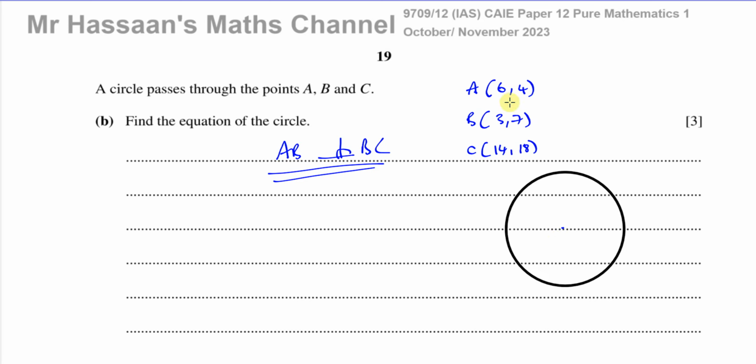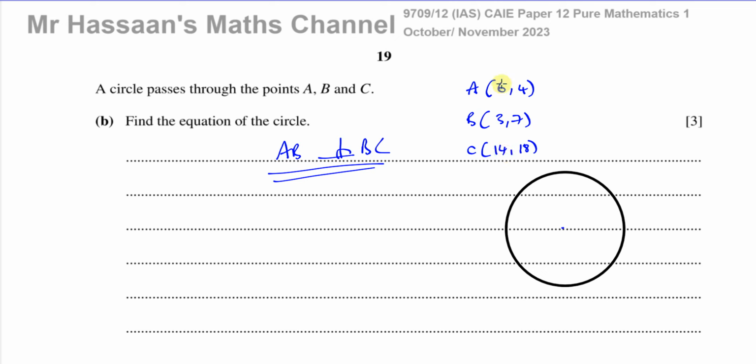So let me try and be a bit realistic in my sketch. If AB is a diameter, 3, 7, and 6, 4, so B would be on this side, and A would be on that side, B 7 and 6, 4. So let's see.